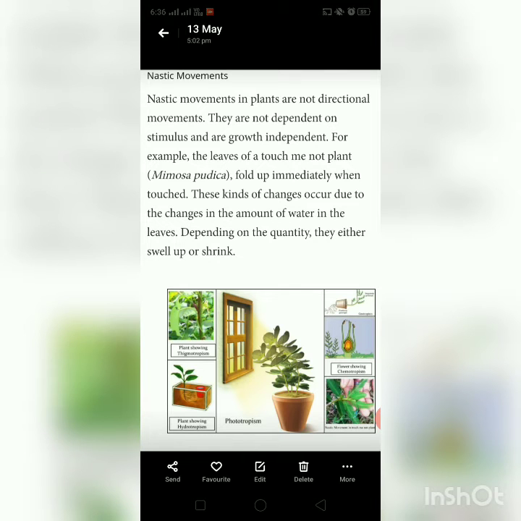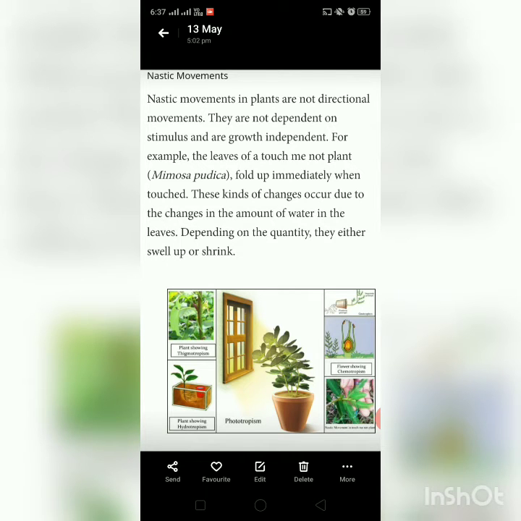I already explained about thigmotropism. The touch-me-not plants are not involved in thigmotropism. So if you touch the leaves of the plant, what will happen? The leaves will fold immediately. These kinds of changes occur due to the change in the amount of water in the leaves. This is why it happens: the water present in the leaf changes.